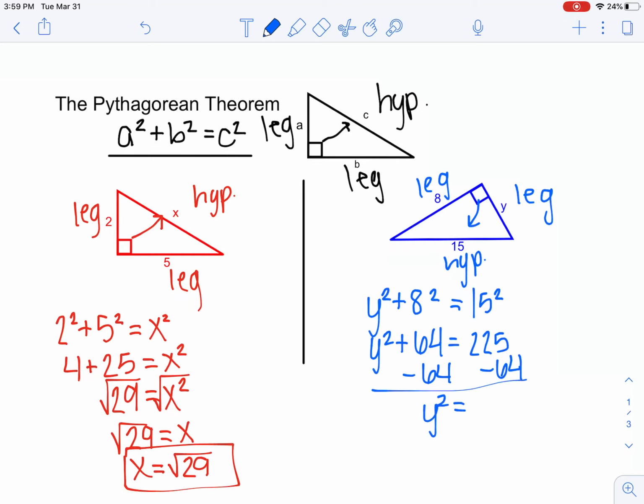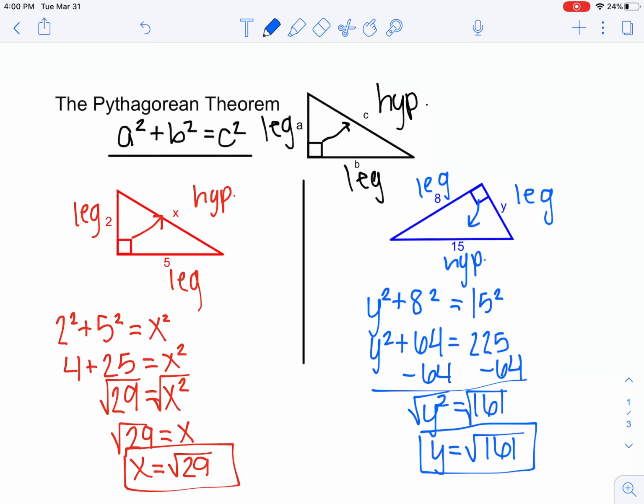This gives me y squared equals 161. Then just like I did in the previous problem, I can take the square root of both sides, and I get y equals root 161. Again, this problem does not simplify, so I can leave it just like that.